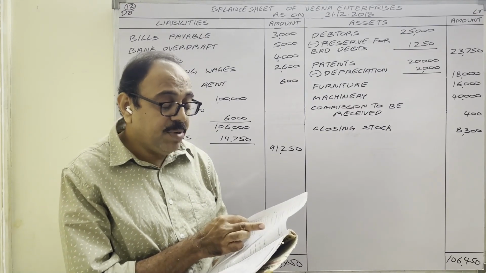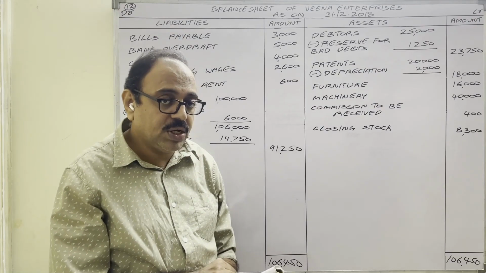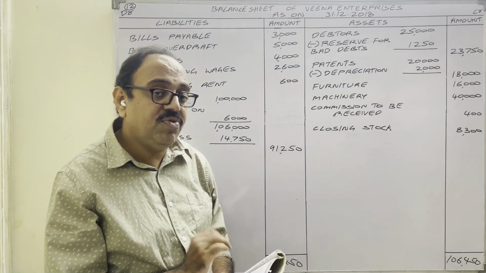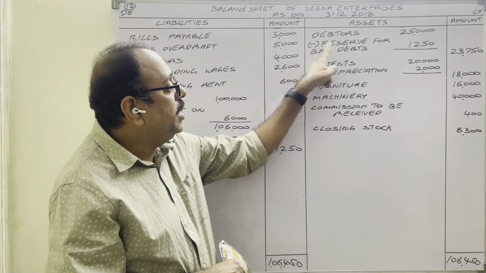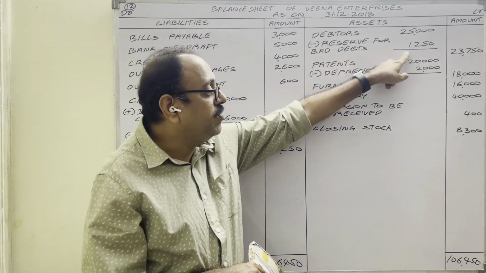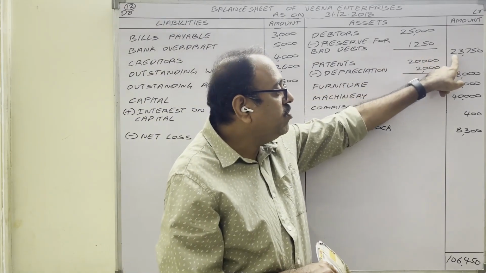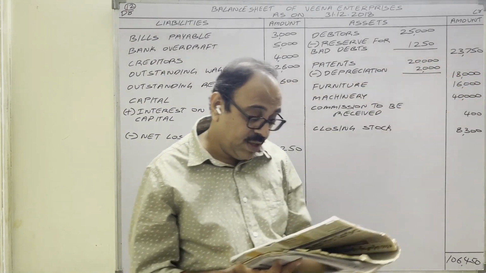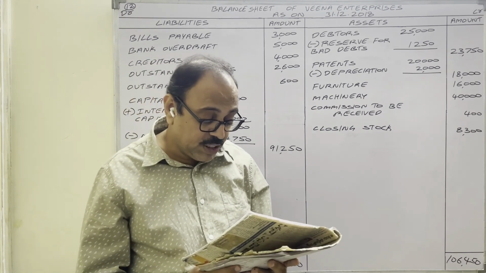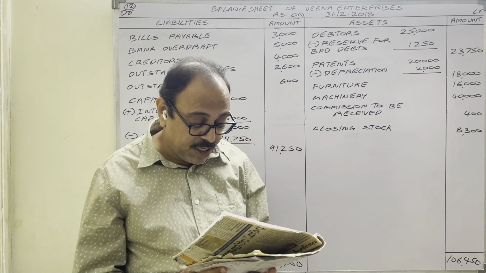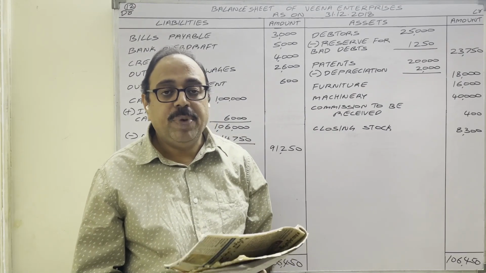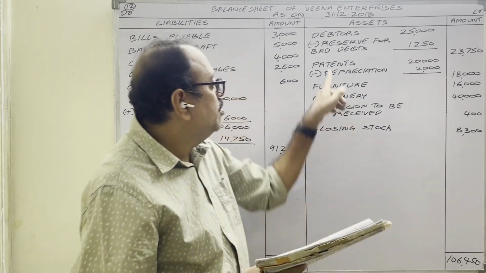Reserve for bad debt 5% we have calculated in the profit and loss account. How much amount came? 1,250. That amount we have to subtract from debtors here. Minus reserve for bad debts 1,250. Net amount in outer column 23,750. Next, insurance, wages, repair, audit fee, bad debt, carriage, rent and taxes, printing charges, patents. Patent is an asset. So, patents.